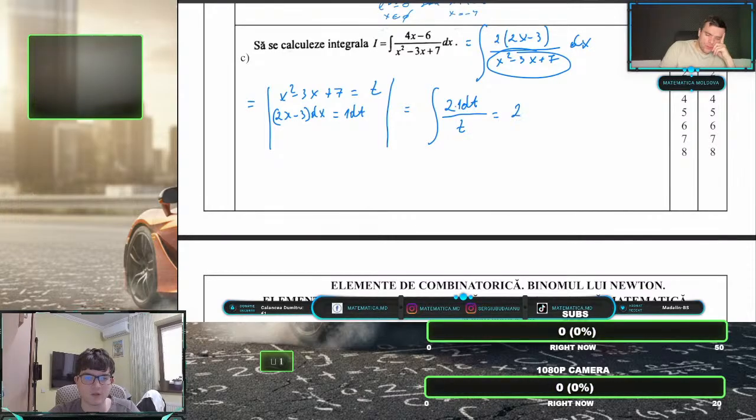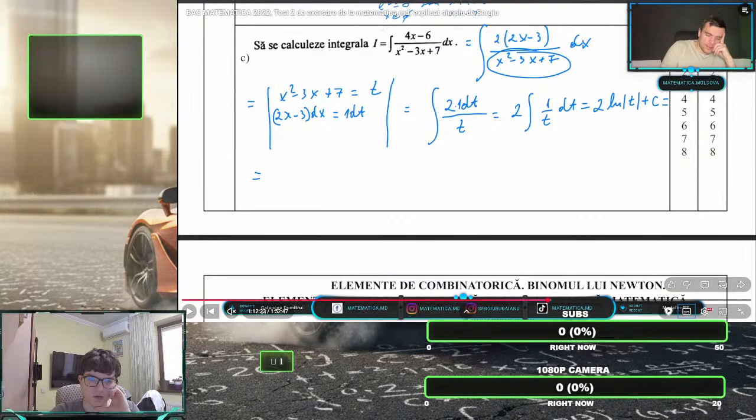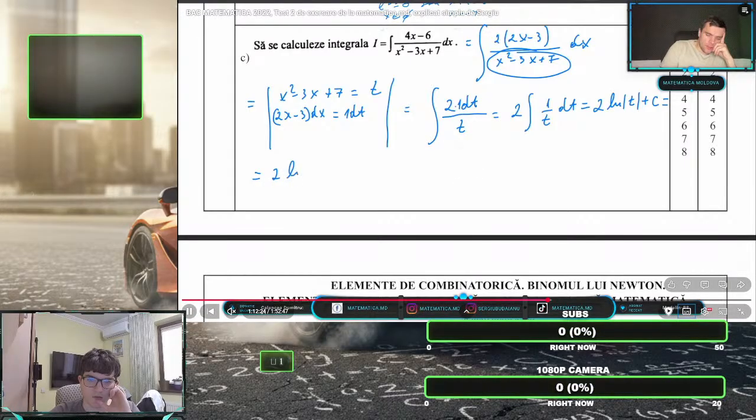2x minus 3 right there equals dt. Bro, I'm gonna die of boredom. Super boring. 2 dt. Below we have a t right there, because we worked with a t and we put it like the t. So that's dt. And then we get 1 divided by t dt, and then that's 2 ln t. Now we plug in the t back.